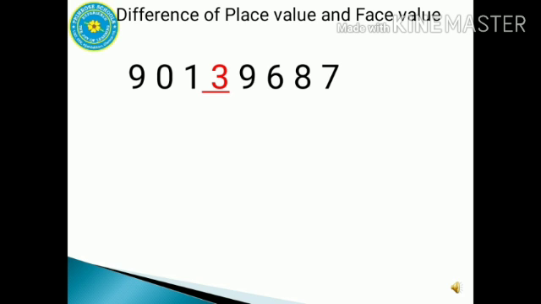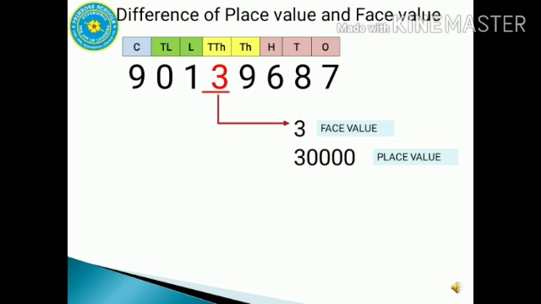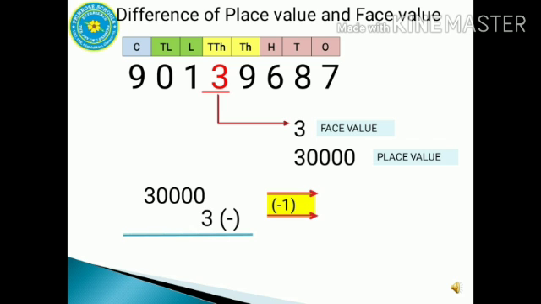I have taken the same number here. The face value of 3 is 3 itself. The place value of 3 is 30,000 as it is in 10,000s place. We are going to subtract 3 from 30,000.